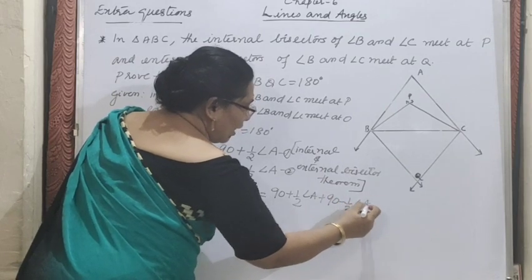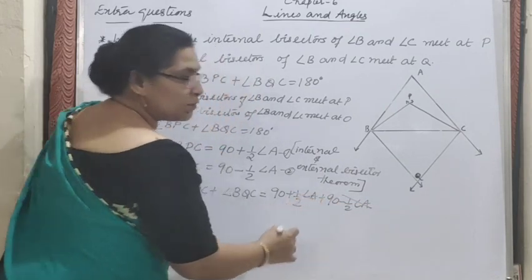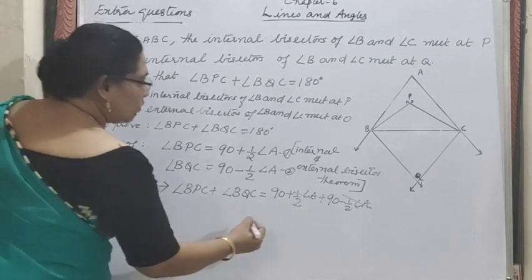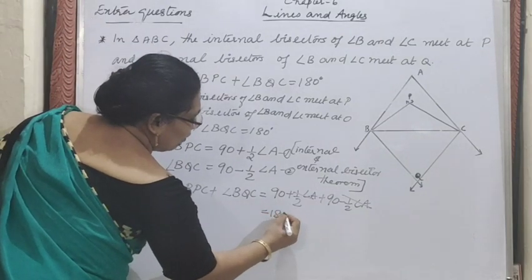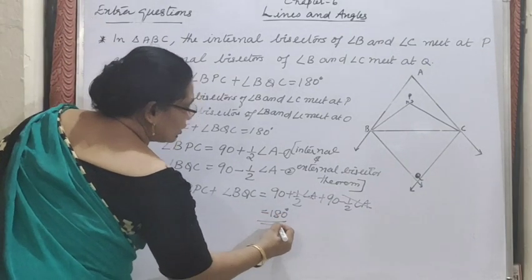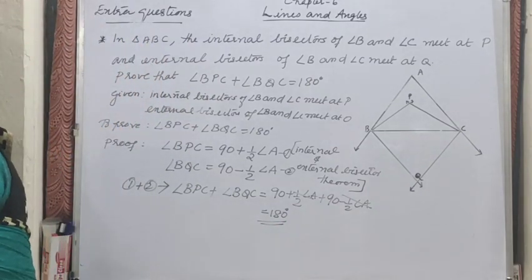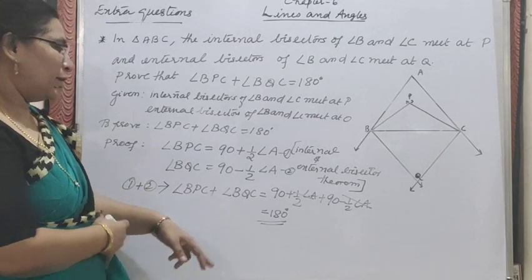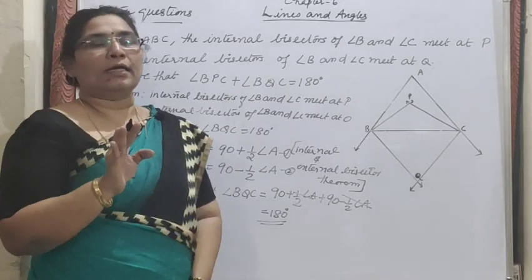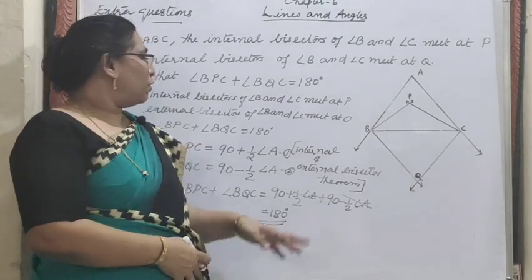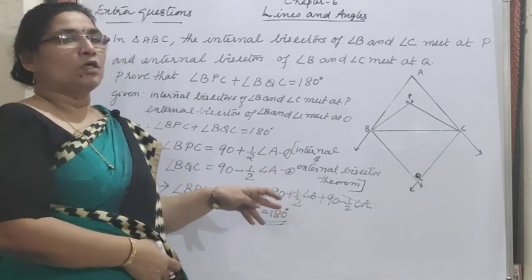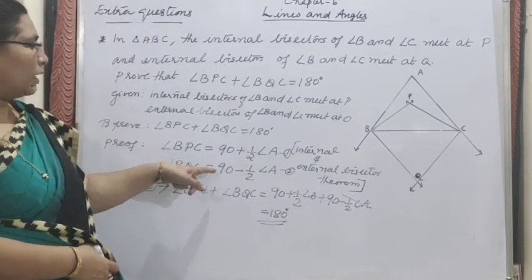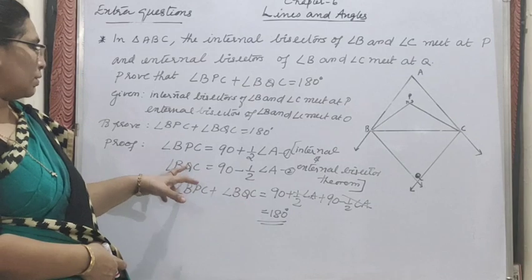So angle A half, one is with plus, one is with minus, it will get cancelled. So what is remaining? It is equal to 180 degree, hence proved. So here we got that the sum of angle BPC plus angle BQC equal to 180 degree. Here we have to use the result of this one. So these theorems you have to learn the result correctly, otherwise it's a problem.